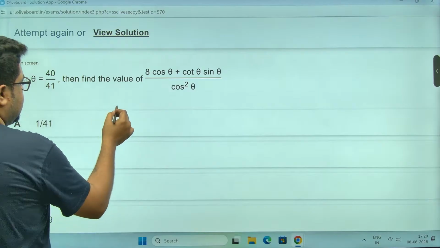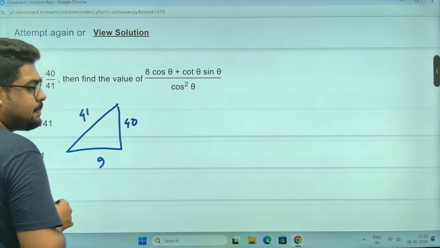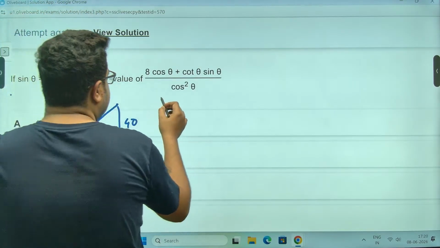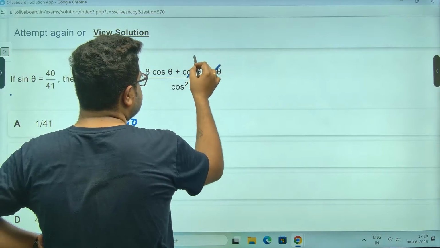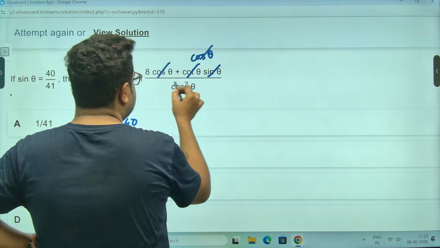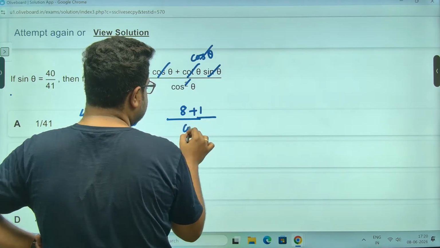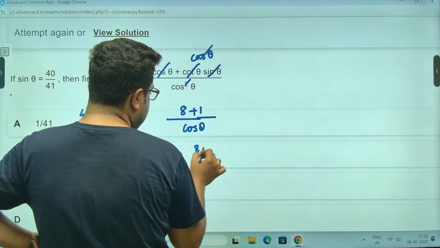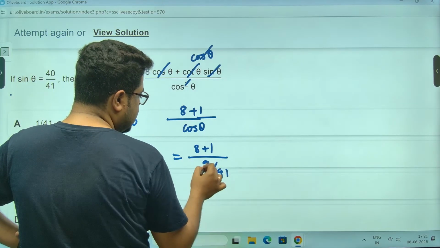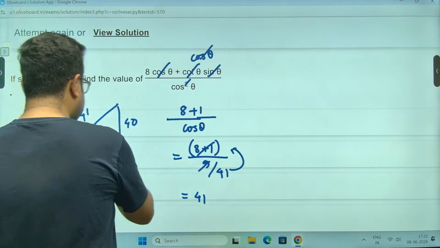Sir, 40 and 41, meaning this is 41, this is 40. This must be 9. This is a Pythagorean triplet, sir, if you don't know. Sir, 8 cos theta, cot into sine is cos theta, because cos by sine and sine cancels. So cos theta will cancel. So this is 8 plus 1, 9 by cos theta, sir. Plus 1 by cos theta is 9 by 41. So this cancels, so 41 goes up. That's your answer, sir, option B.